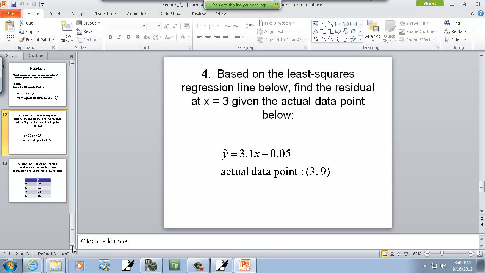Let's first look at this problem. It says, based on the least squares regression line below, find the residual at x equals 3 given the actual data point below.